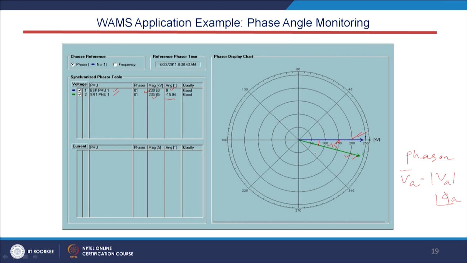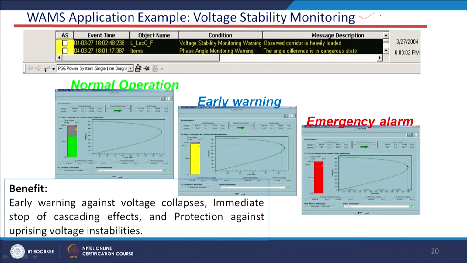So, this is how we can take the snapshots from the wide area monitoring system technology, and easily locate where a particular phasor is lying. We can always see the phasor position of a particular bus of a particular power network. Now, if we come to the WAMS application like voltage stability monitoring.